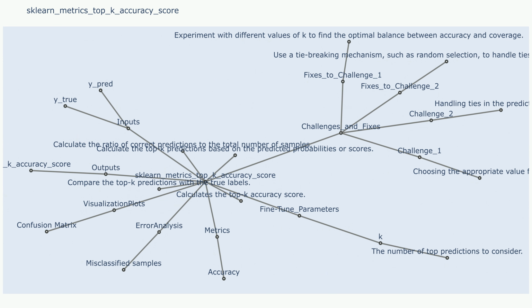Fixes to challenge 2. Experiment with different values of K to determine the optimal one for the specific task and dataset. Consider using cross-validation to evaluate the performance of the model for different values of K.